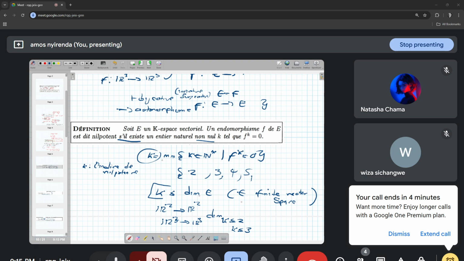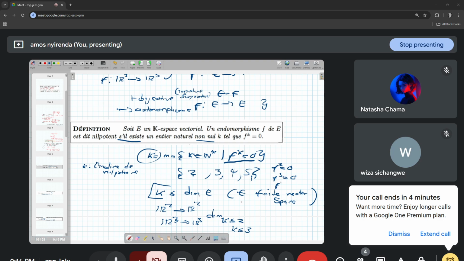It's the minimum value of k such that the property f à la puissance k is equal to 0 is true. So it's the smallest value. For example, I've given you a few values here. If f squared is equal to 0, f to the power 3 is equal to 0.